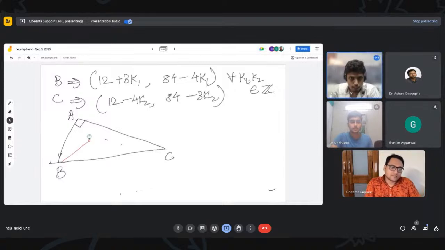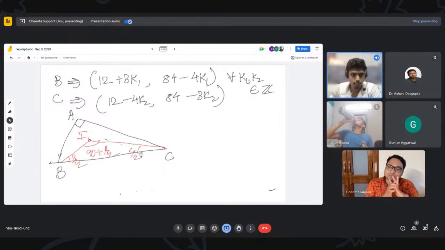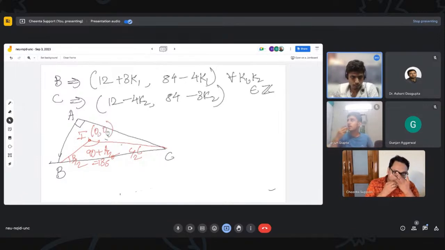So we know that BIC makes 90 plus A by 2, right? Because this is B by 2 and this is C by 2. So this is 90 plus A by 2 in any triangle, and A is 90 here. So this one will be 135 degrees, BIC. And basically the incenter is the origin. And B is of this form and C is of this form.